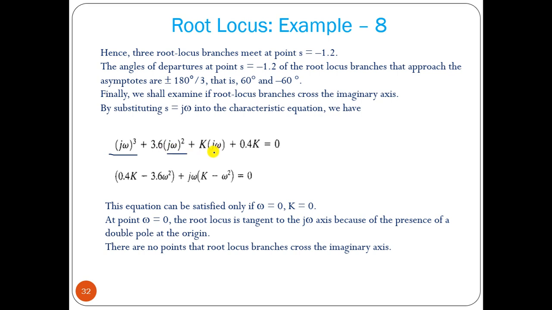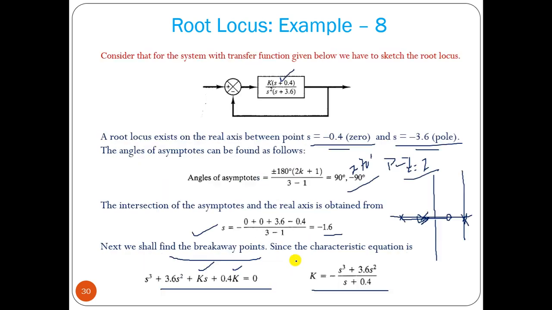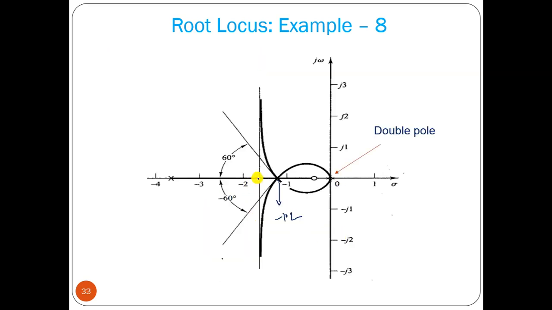So put s equal to j omega in the characteristic equation, and separate it. You can see omega and K equal to 0. Omega equal to K, so it will be 0. So there is no intersection point; it is tangent to the j omega axis. So this will be the plot. This is the point minus 1.2, and your centroid, if you look here, is minus 1.6.